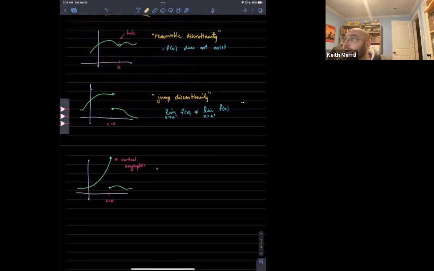What do they call it? Types of discontinuities. This is called an infinite discontinuity. There are a lot of phrases for this. Frankly, vertical asymptote would have been a better phrase, but whatever. This is called an infinite discontinuity. I don't like the way that looks.